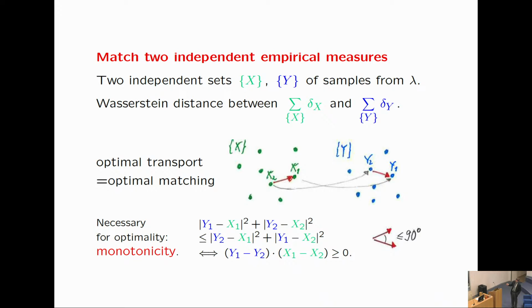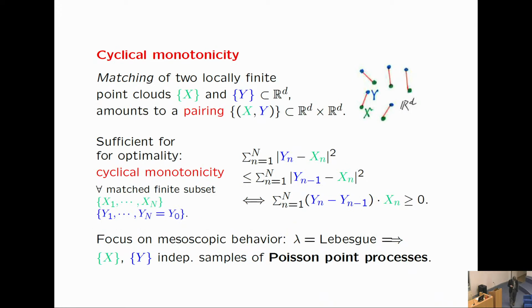And then again, if you expand the squares, you find that this inequality is equivalent to that inequality, which just sees the mixed term. And that has a very easy geometric interpretation, namely that the vector which connects the two target points and the vector which connects the two pre-image points, the angle between these two vectors has to be less than pi over 2. So that's in a certain sense a multidimensional version of monotonicity of the support of the optimal map.